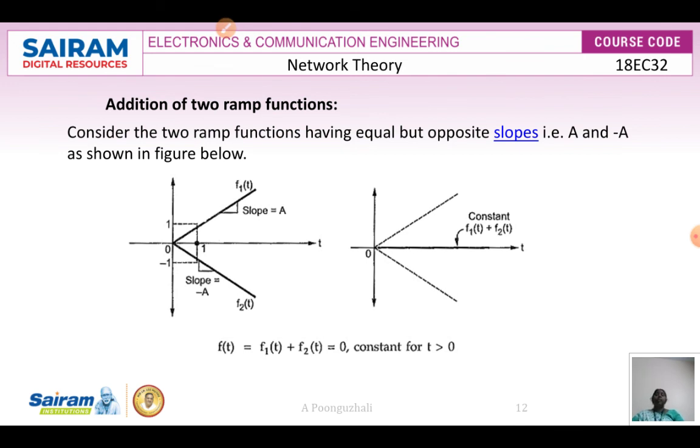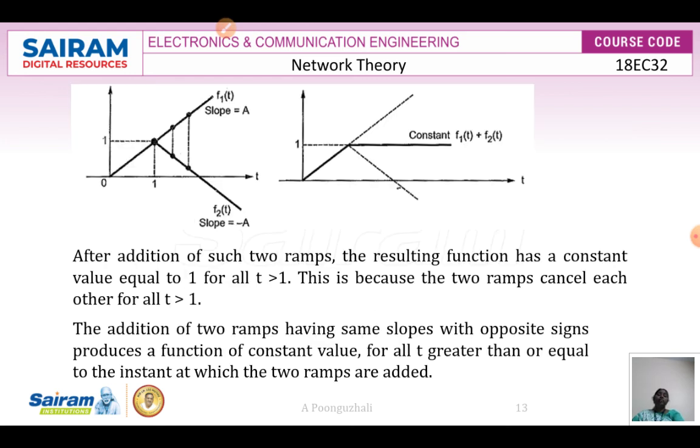Addition of two ramp functions. Consider two ramp functions having equal and opposite slopes, a and minus a. When I add these two ramp functions, a minus a is finally 0, so it is maintained constant. So f of t can be written as f1 of t plus f2 of t is equal to 0. The addition of a and minus a is 0, which is nothing but a constant for t greater than 0.